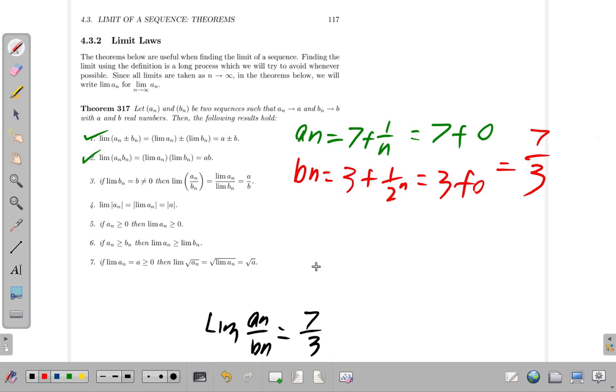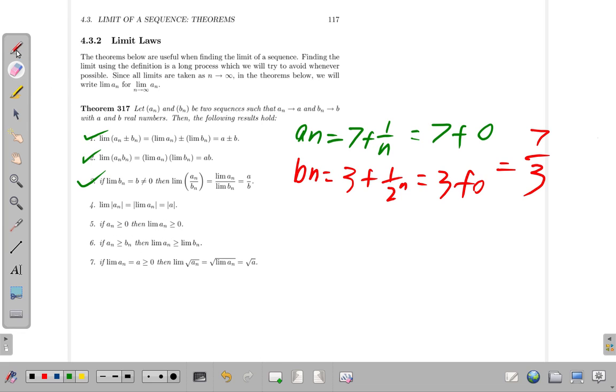See, 7 over 3. So the limit of an is 7, and the limit of bn is 3. So it is 7 divided by 3. So there we have an example of the third result. Alright? Let's look at the fourth result.